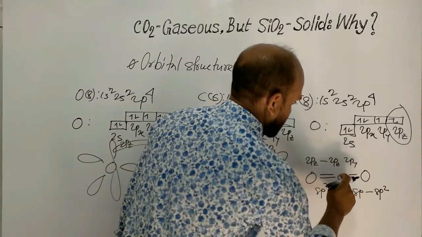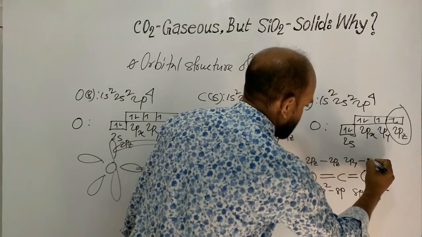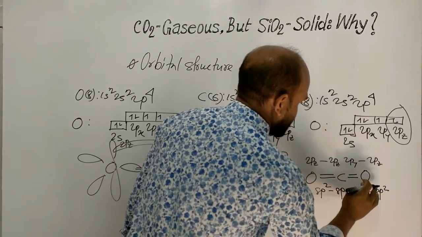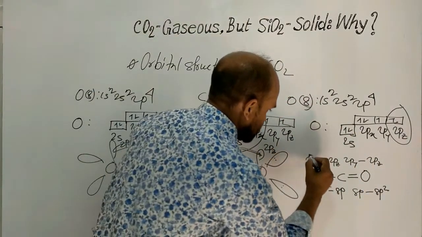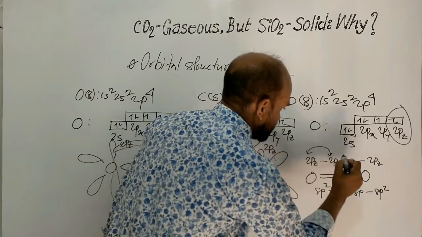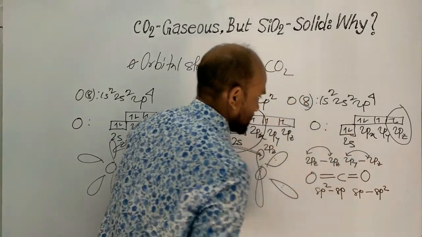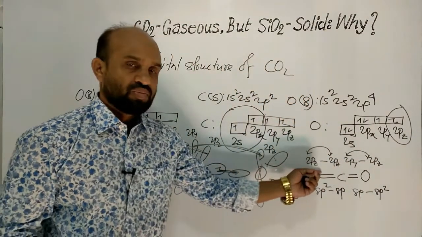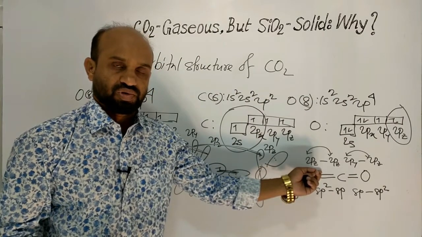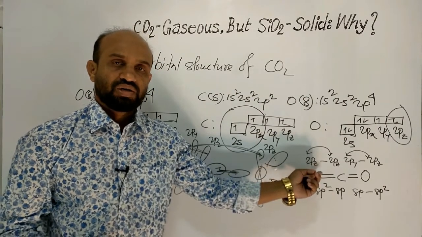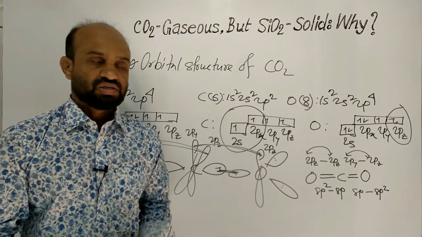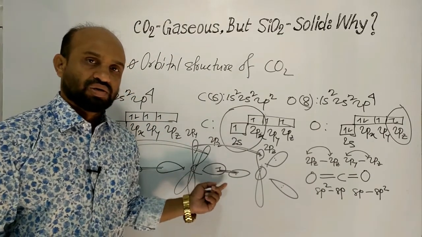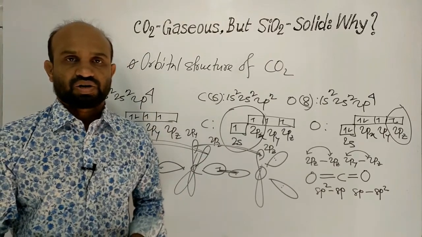The 2py orbital of carbon overlaps with the 2pz orbital of oxygen. Here, since the principal quantum numbers are the same, a stable pi bond is formed. It's possible here because of the same principal quantum number. This is all about the orbital structure of carbon dioxide.